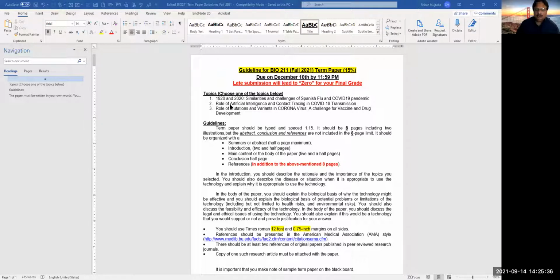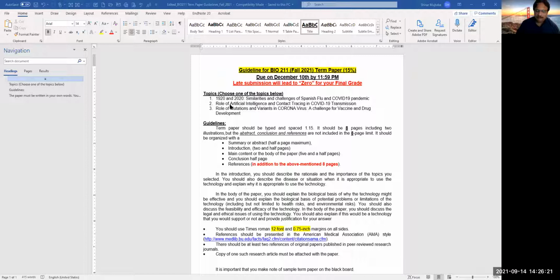Second is the role of artificial intelligence and contact tracing in COVID-19 transmission. Contact tracing has been a major tool for understanding the spread of COVID-19. And unless you understand the spread, we cannot stop it. That's why there was social distancing and so on. All the restaurants, all the businesses were closed for several months to block it, because the virus is transmitting through air at a short distance, maybe 6 feet, but it is transmitting and it has caused a lot of fatality.